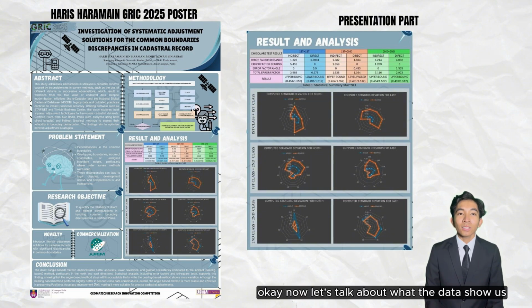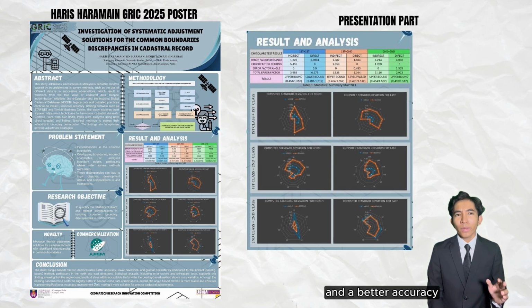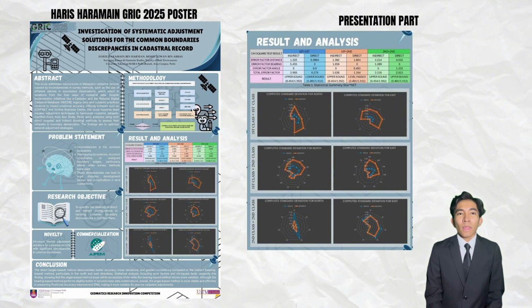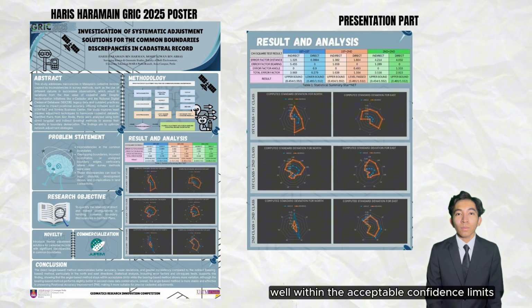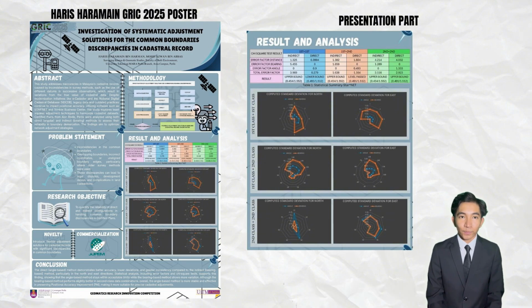Now, let's talk about what the data show us. The angle-based method, which is the direct method, consistently produced lower standard deviation values, greater consistency in coordinate positioning, and better accuracy in both high and low quality network combinations. Statistically, these methods stay well within the acceptable confidence limits, meaning it's not only accurate but reliable and predictable.